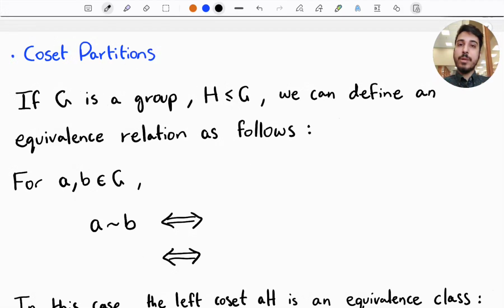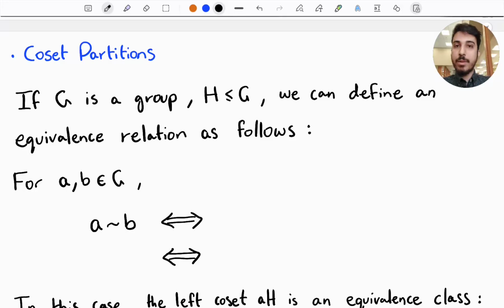Let us now talk about coset partitions. To get involved in this topic, you need to have some background knowledge on equivalence relations. This is something that you might have taken or you will take in discrete mathematics. But I will give you a brief summary of what an equivalence relation is. So an equivalence relation is a relation between two elements such that it satisfies certain nice properties.